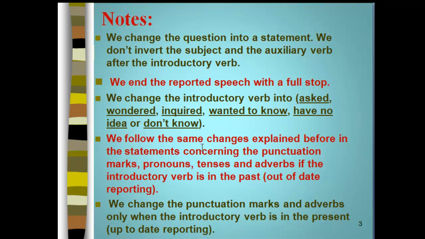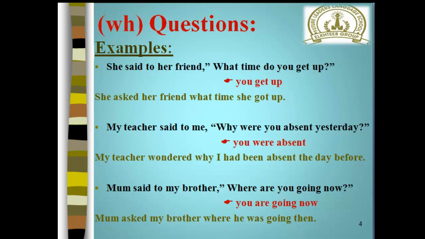We follow the same changes explained before in the statements concerning the punctuation marks, pronouns, tenses, and adverbs if the introductory verb is in the past. If we report the speech later, that is called out-of-date reporting. We change the punctuation marks and the adverbs only when the introductory verb is in the present: up-to-date reporting, when we report the speech at the moment of speaking. Examples will make it easy for you. Let's start with the WH questions.